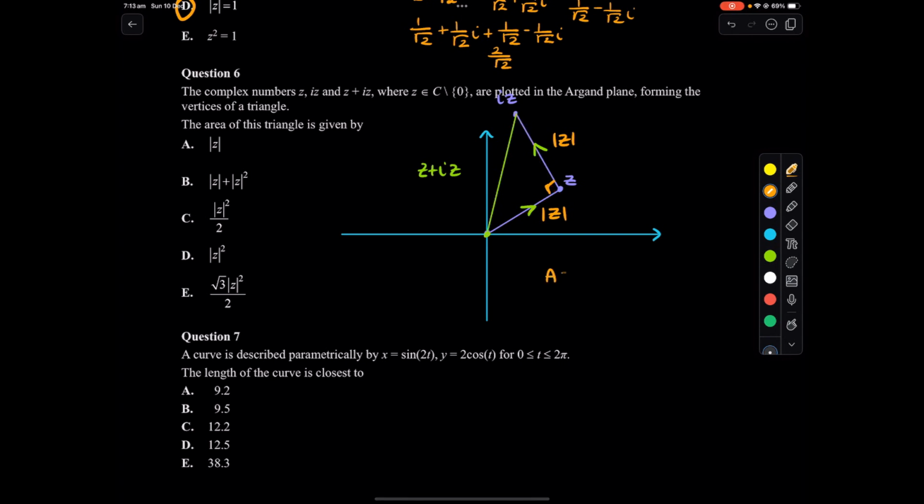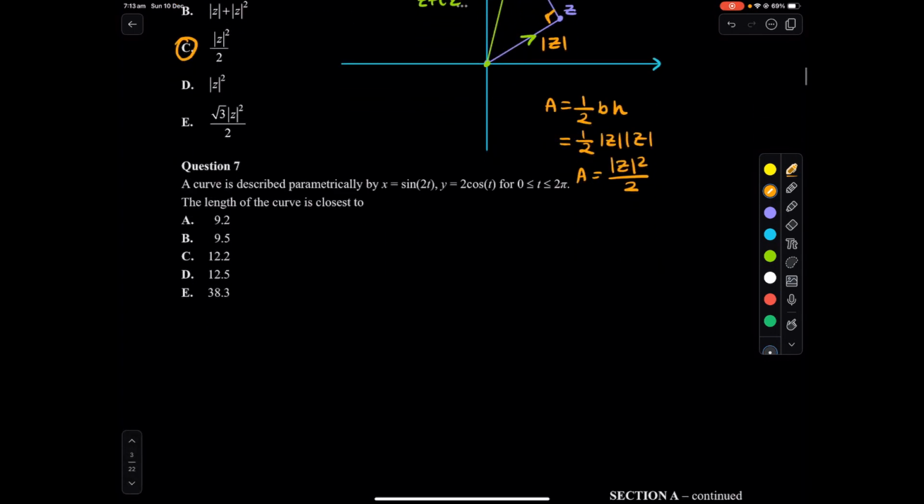so the area is half base times height pretty much. So your base is Z times your height, which is Z, hence your area is Z squared over 2. That's your area. Which one does that give us? Looks like C is your answer.